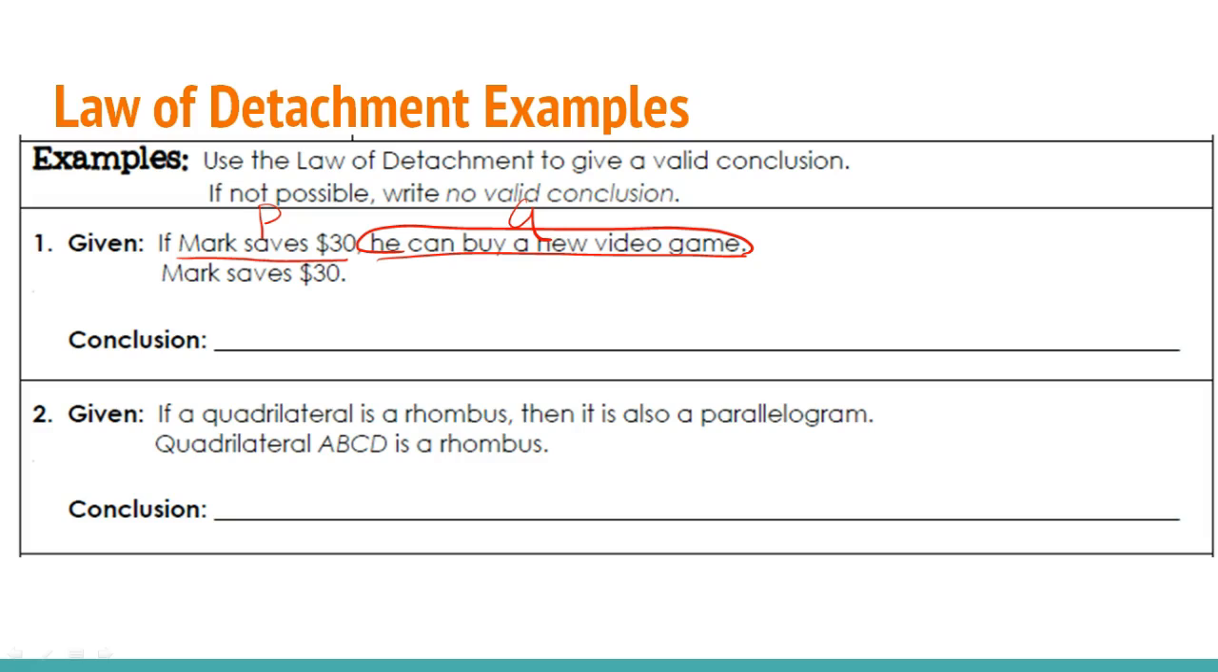Then they tell us that Mark saves $30, so he makes P true. So we can conclude that Mark can buy a video game. We said if P then Q, which we had, then we state P over again and say that it's true. Therefore, we can say the conclusion is true. It's a little tricky, but let's take a look at the second one.